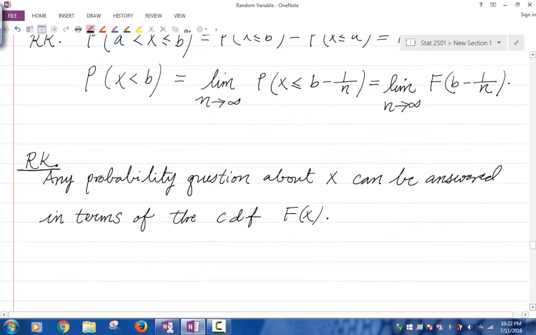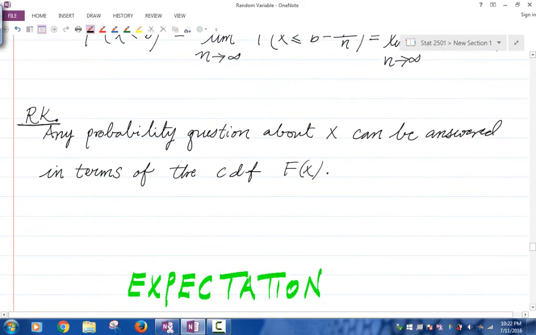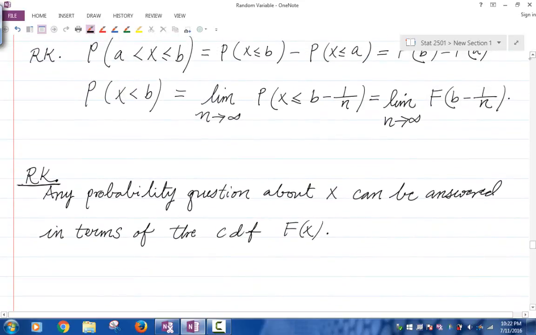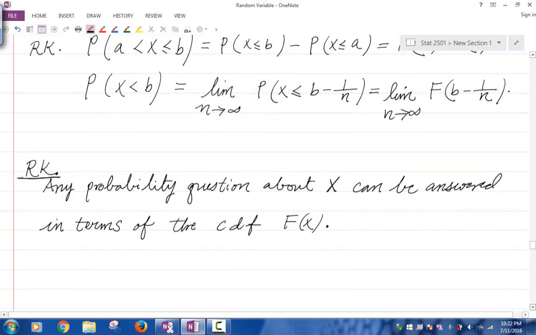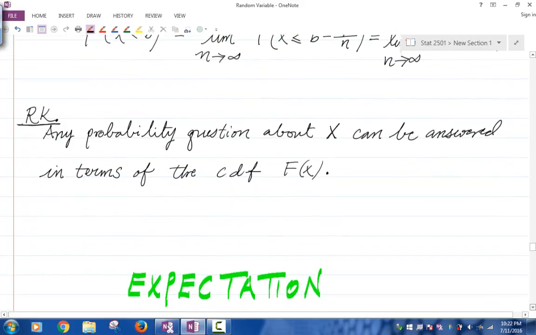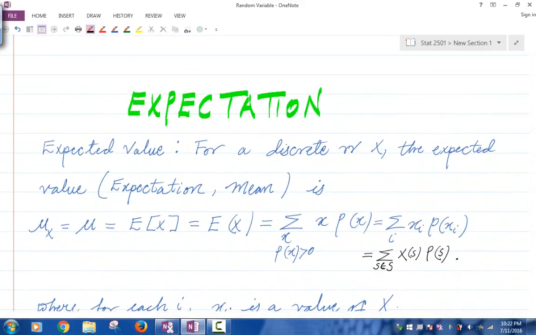My last remark on the CDF function is, any probability question about the random variable X can be answered in terms of the CDF function. So once again, make sure you read the notes and understand the concept of the CDF function. In the next video, we will introduce expectation.